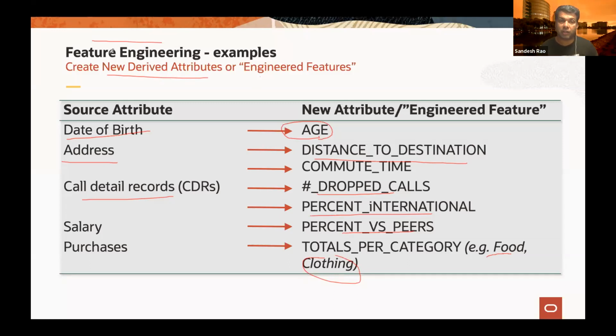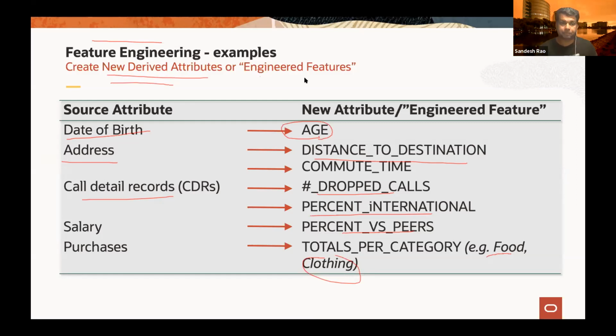In feature engineering, derived attributes are created, which take existing attributes and combine them into a single attribute. So you reduce, it's called dimensionality reduction. So when you create new derived attributes, that process is called dimensionality reduction.